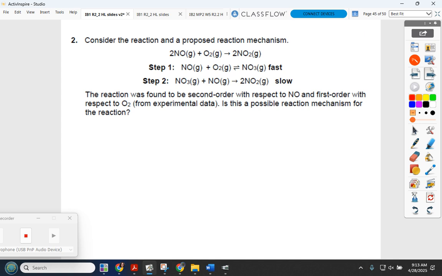My suggestion is to write out the rate equation based on the experimental data. They give you the information, but they don't write it out for you. I suggest that you write it out. I suggest that you check whether the steps add up to the overall equation, and then go from there.